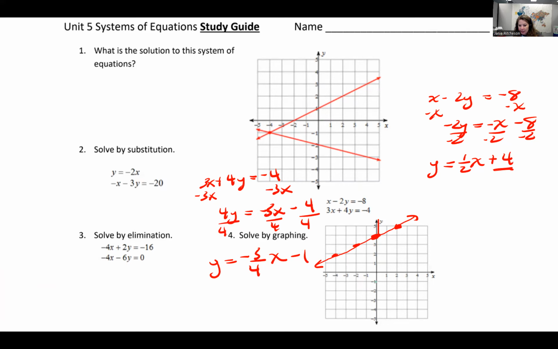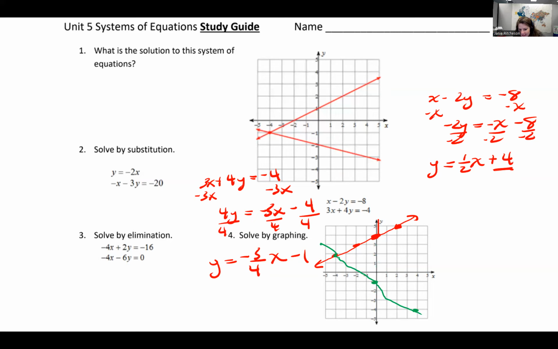I'm going to start down here at -1. Now my slope is negative. So I'm going to go down 3, right 4. 1, 2, 3, 1, 2, 3, 4. To make sure it intersects, I'm going to do just the opposite. I'll go up 3, left 4. 1, 2, 3, 1, 2, 3, 4. And sure enough, they are going to cross right there.